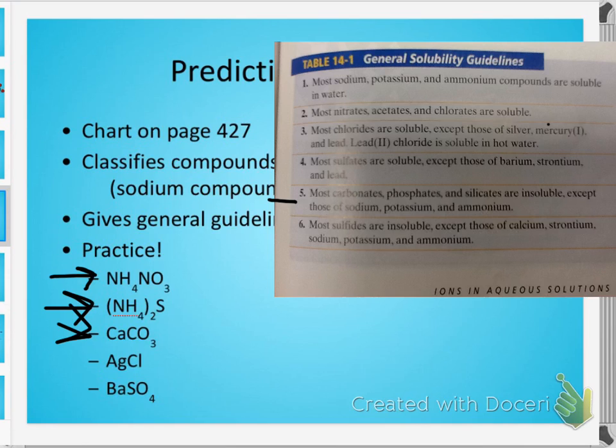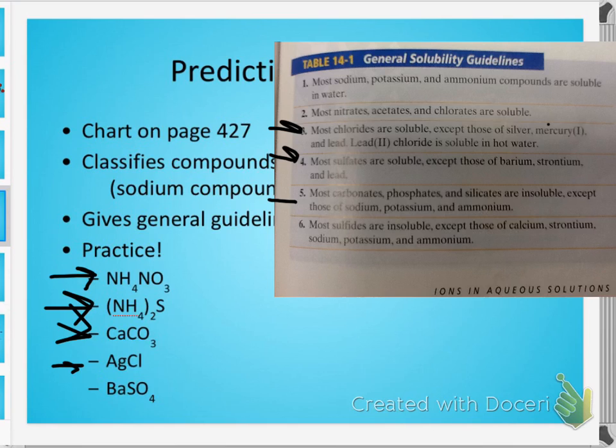Silver chloride. Take it. Okay, so he says insoluble based on rule 3. Most chlorides are soluble except silver. So yeah, not soluble. And what about barium sulfate? Who wants to take barium sulfate? Okay, so he says insoluble based on this. Most sulfates are soluble except barium. This is pretty easy. This is not hard. It's all rule-based. The only thing you have to be careful about is those exceptions.